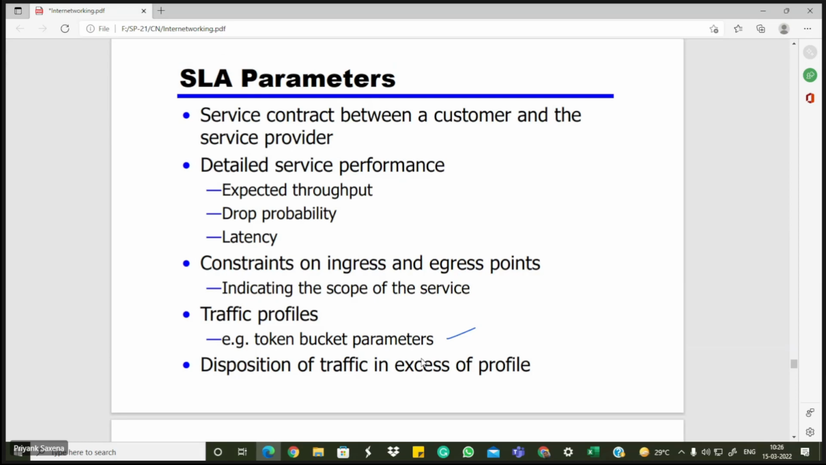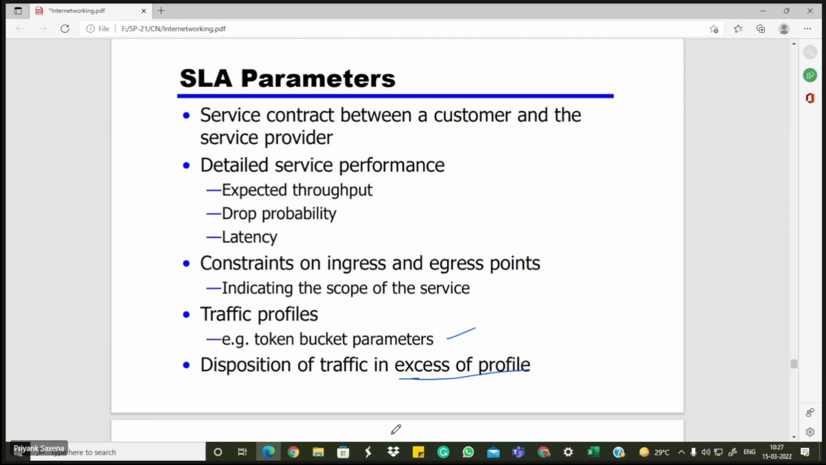Disposition of traffic in excess of profile: wherever the traffic exceeds the profile, I told you there are two parameters. There is one traffic profile and another is a reservation profile. In the case of a traffic profile, if it exceeds the traffic profile parameters, the service is deferred and best effort service is given.